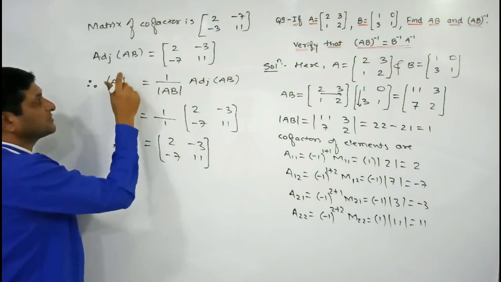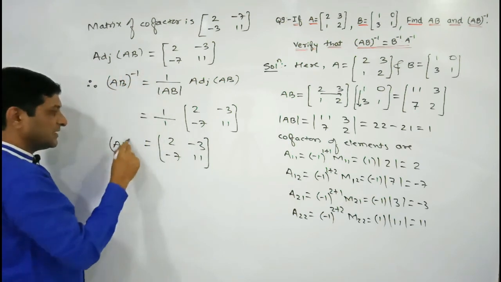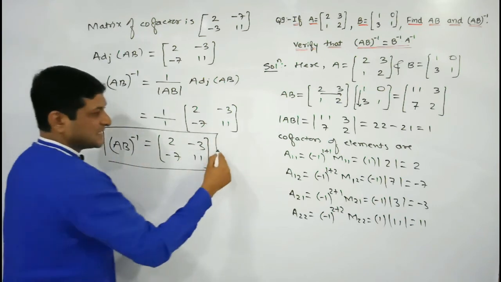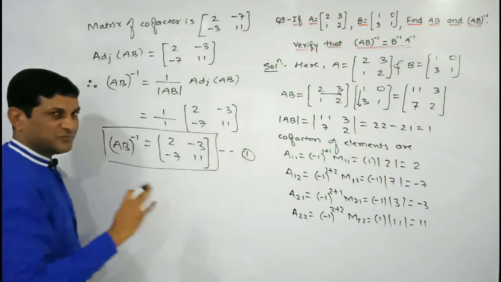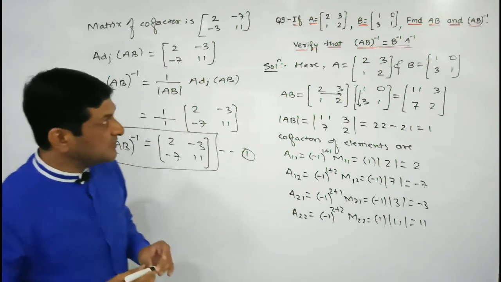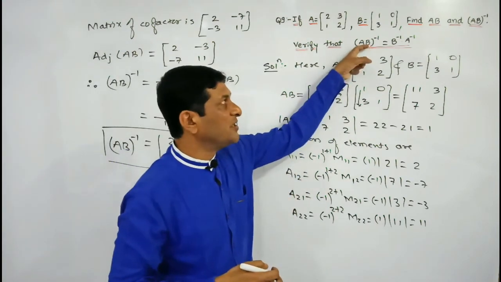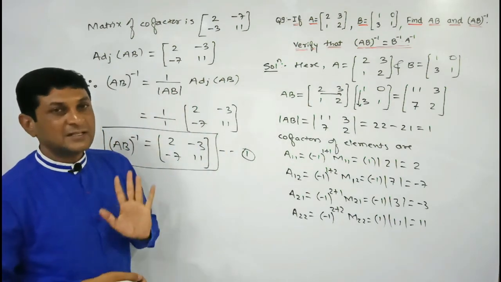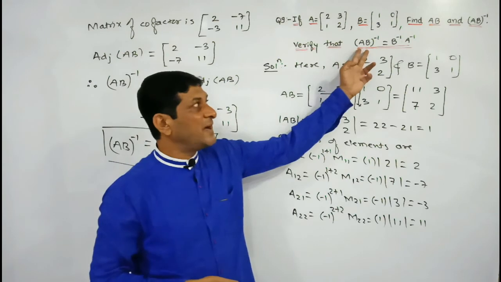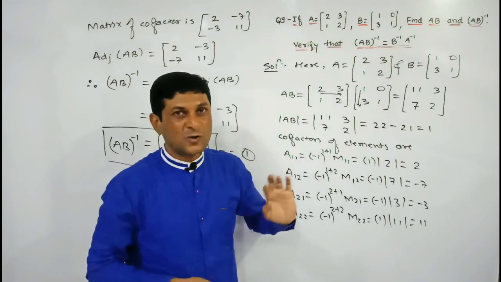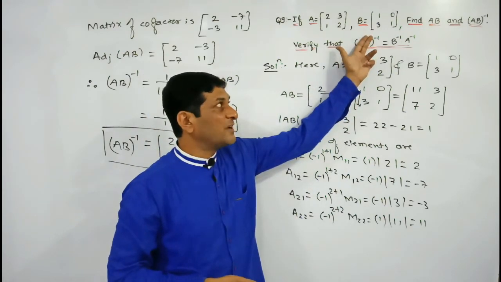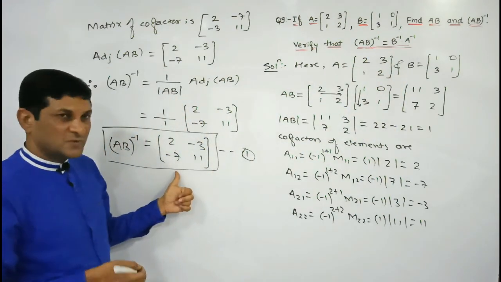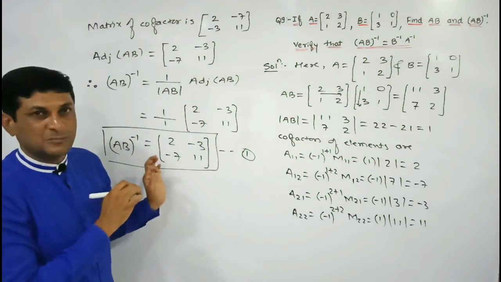So inverse of AB. In this way, we have completed the first part of this example, denoted by equation number first, because this matrix we will require in the second part also. Inverse of AB is nothing but our left hand side. Now to verify whether these two values are equal or not, we have to find the value of the left hand side first, then the right hand side. The left hand side is already known to us, which we have denoted by equation number first.